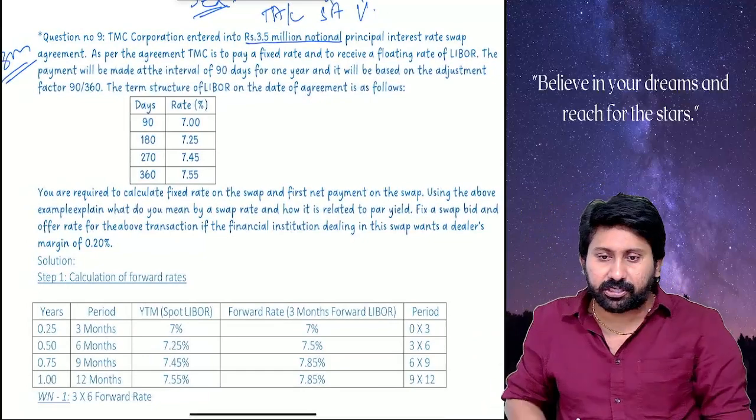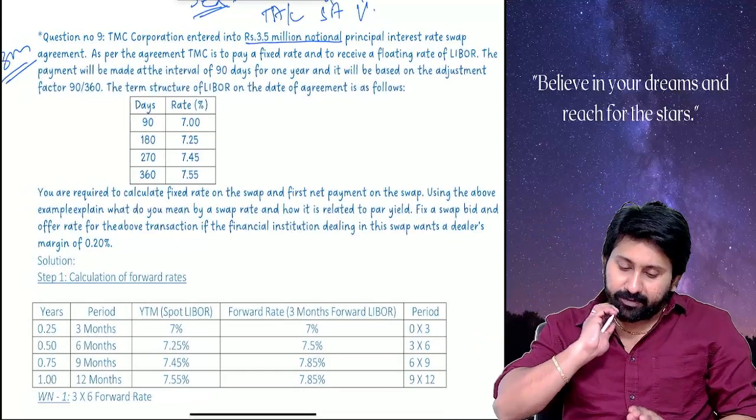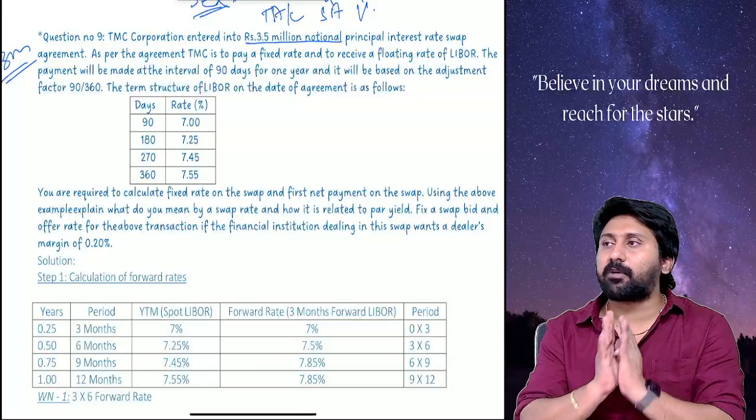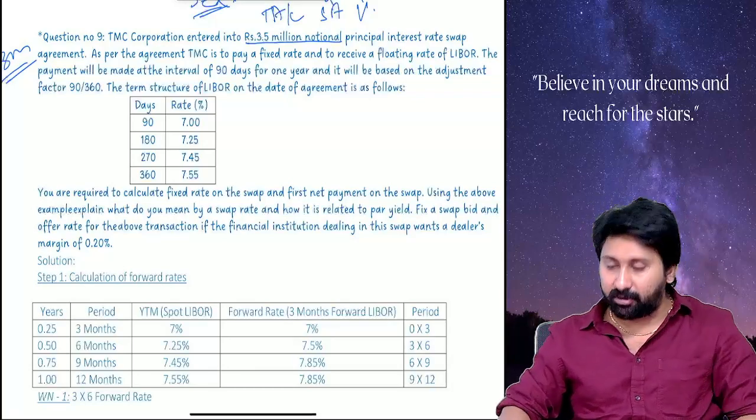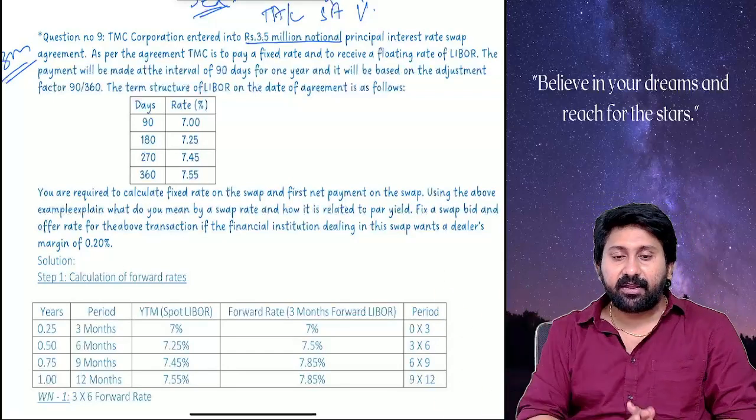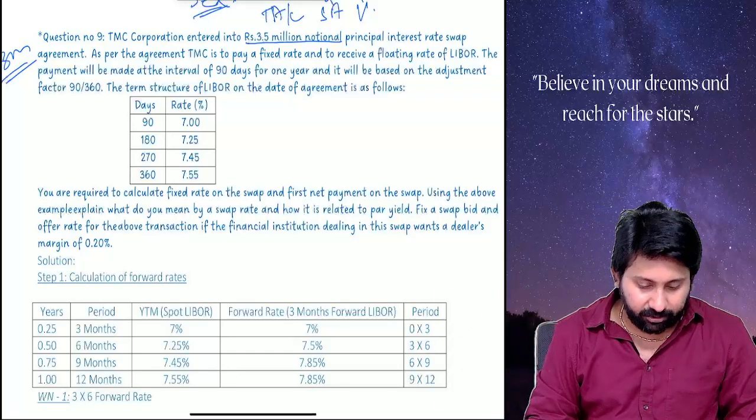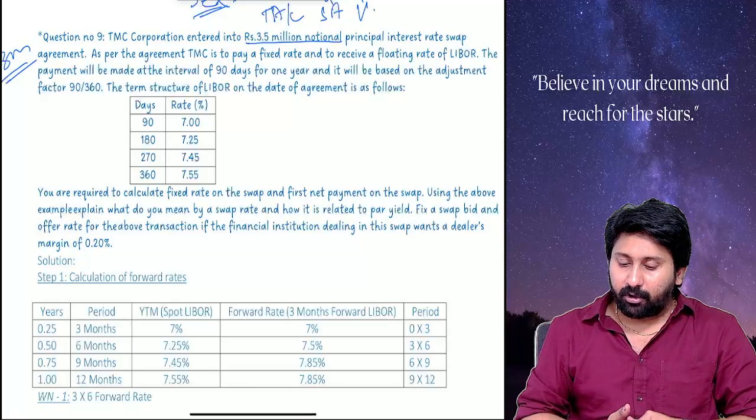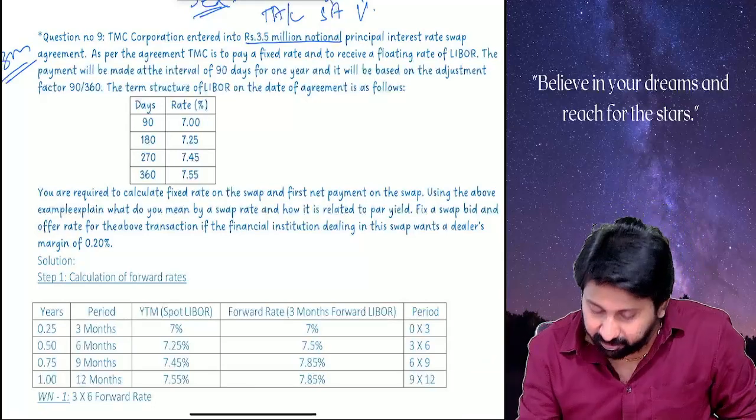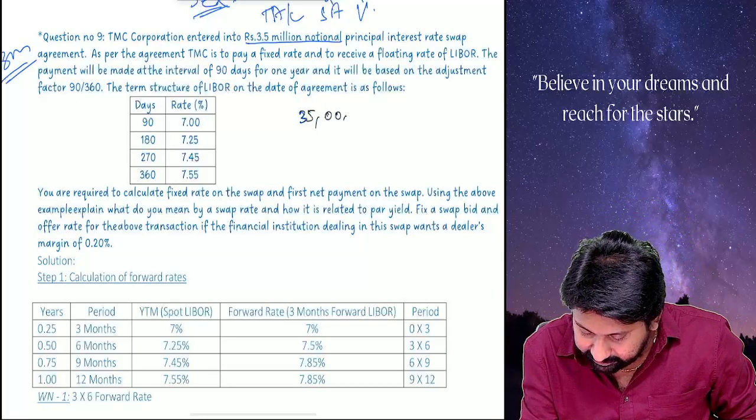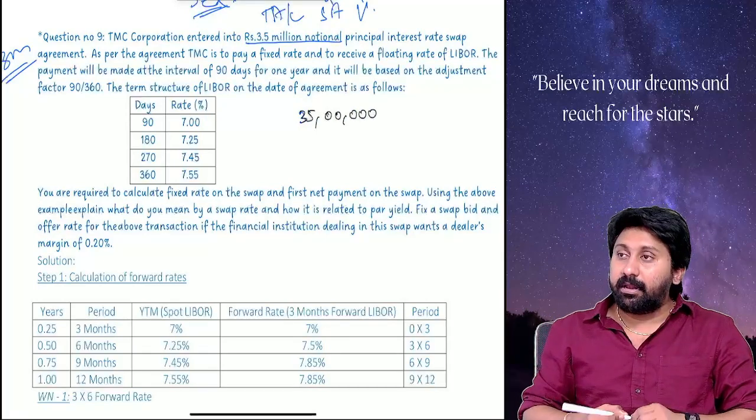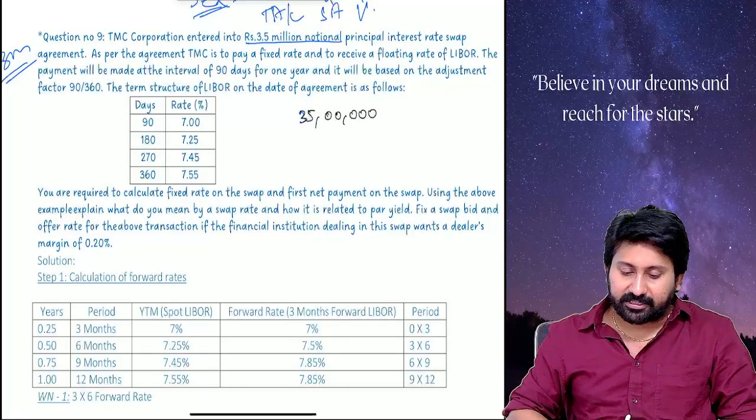Let us do this question. If you listen to this question properly, clarity will come as to what the swap calculations are. First, see here: TMC Corporation entered into a rupees 3.5 million, meaning 35 lakhs, notional principal interest rate swap agreement.